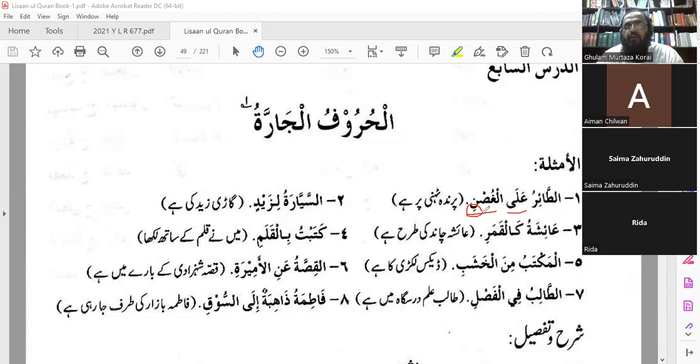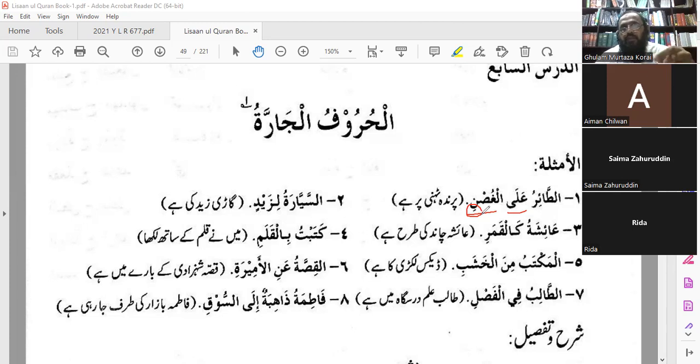And if this harf jarr comes before muthanna, it also becomes majrur, like 'alat-talibaini or ilat-talibaini. Now you know what the identification mark for majrur in case of muthanna is: ya with fatha before it, talibaini. If it comes like at-tullabu dhahibuna ilal-aswaqi, ilal-aswaqi, suqan is what? Wahid, mufrad, or suqani, and aswaq is jam'.